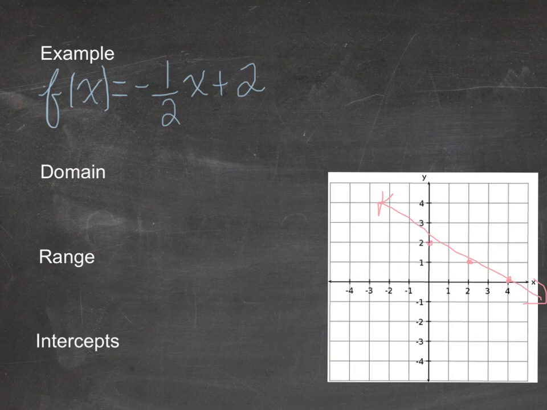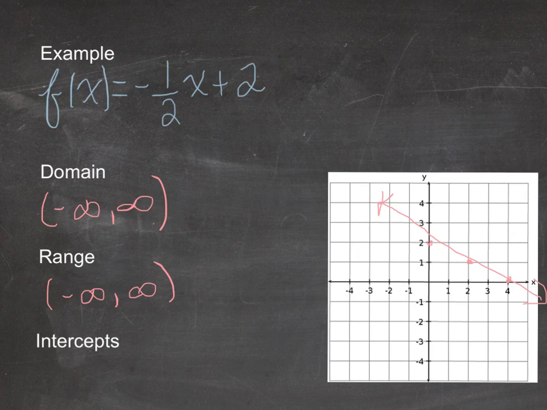And my domain, again, is going to be negative infinity to positive infinity. So for all values of x. And my range also is negative infinity to infinity. You might notice a pattern here, that for any line, my domain and range is all real numbers.